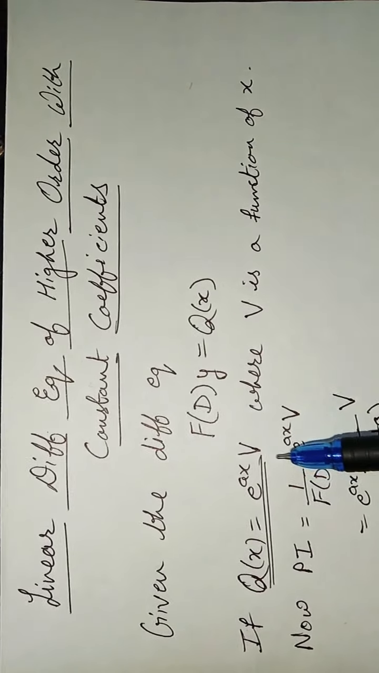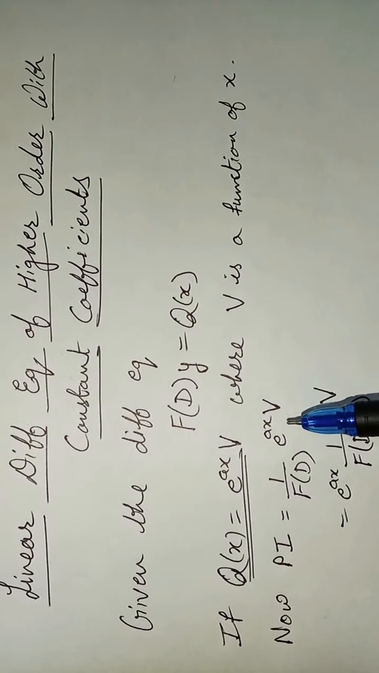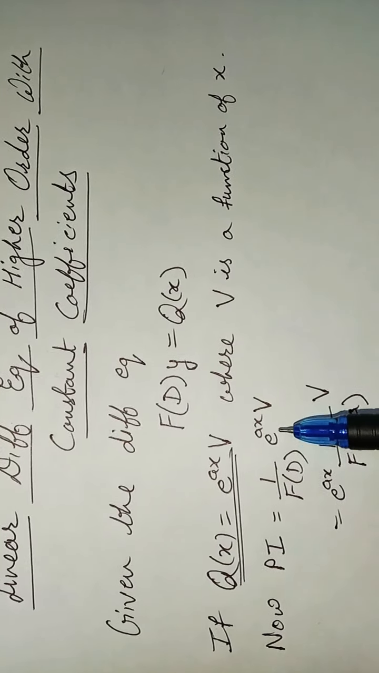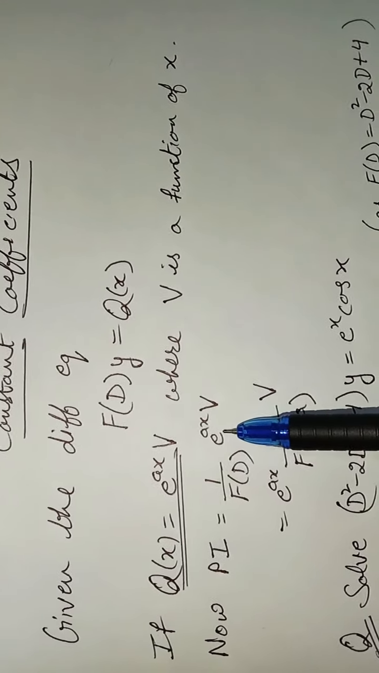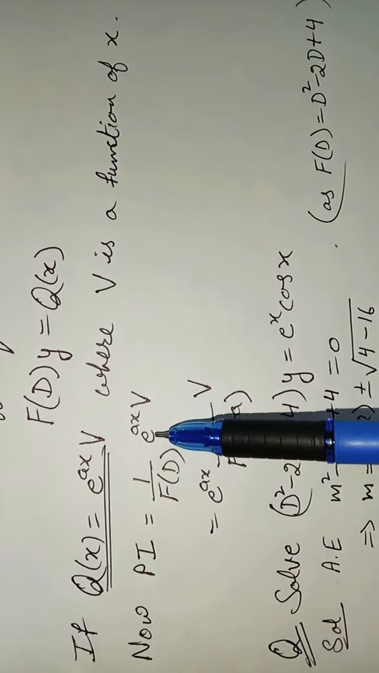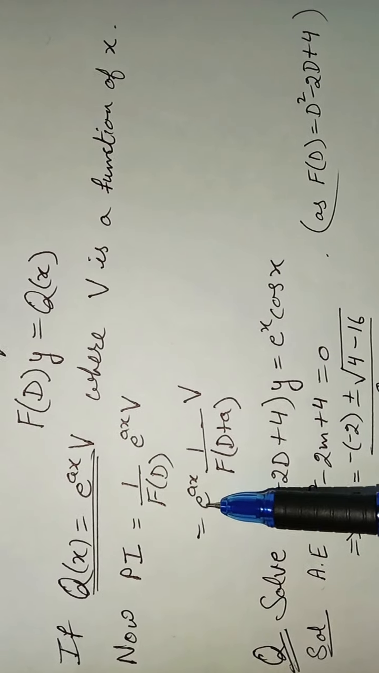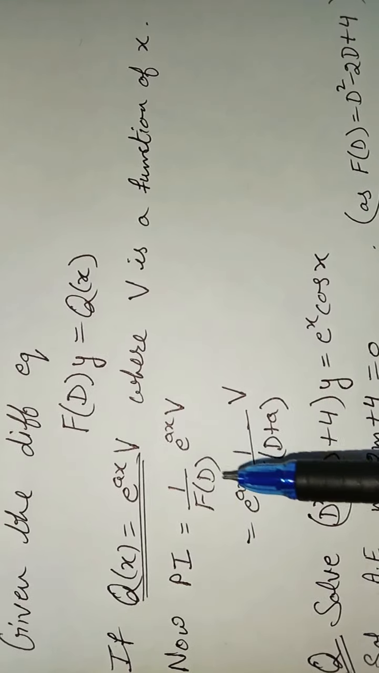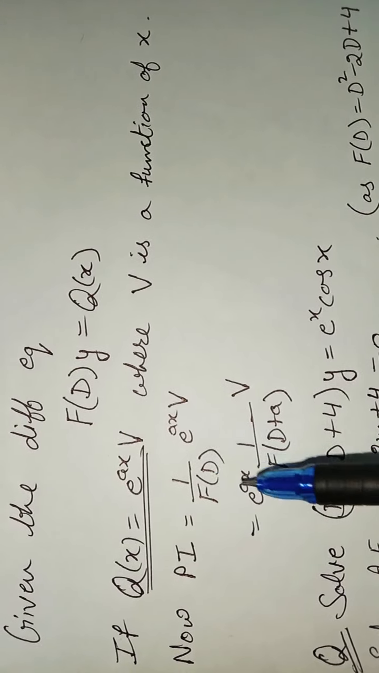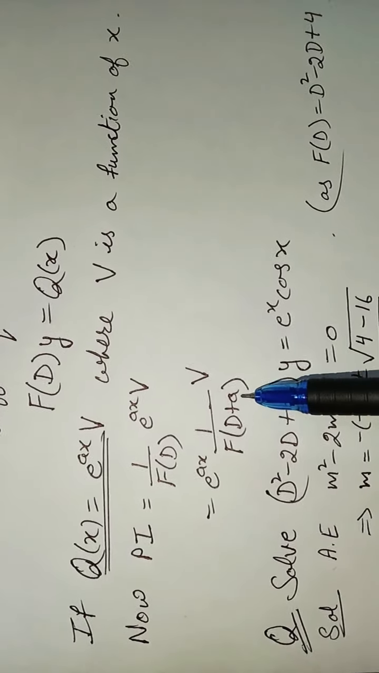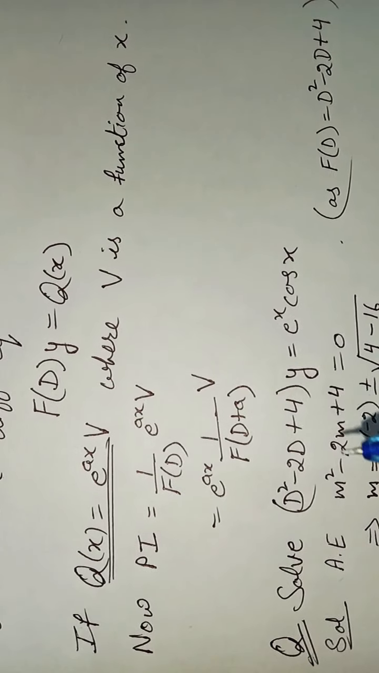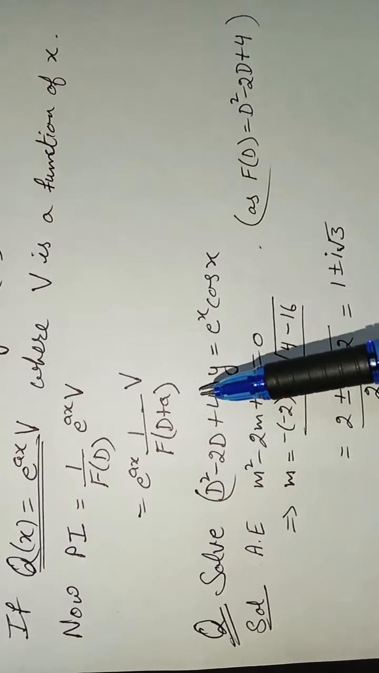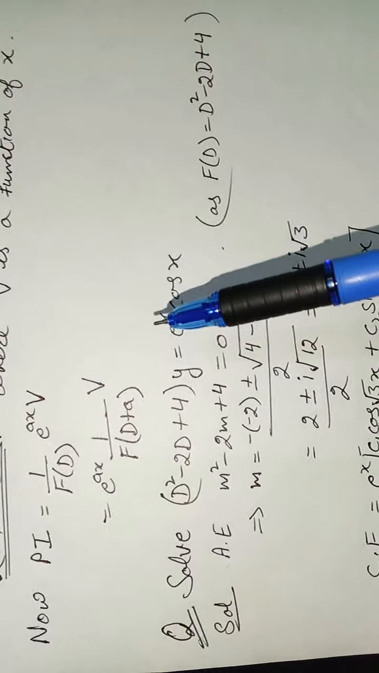So if you have Q(x) of this type, then first we separate this exponential function, and by separating it we take it out of this operator 1 by f(D). We take it out and replace D by D plus a. Okay, so let's see. Here we have a question.